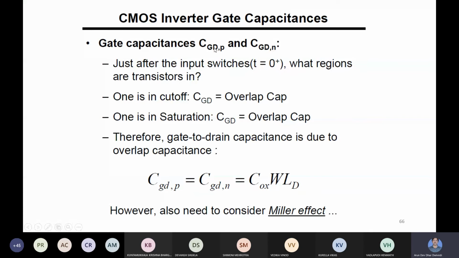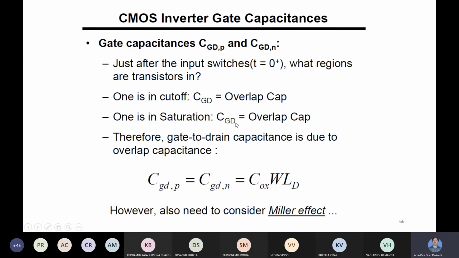gate to drain CGD we are calculating for P. So CGD for P will have only overlap capacitances, which are always present, either in cutoff, saturation or linear region. In cutoff region other capacitances we need not consider. So in cutoff region overlap capacitance will be considered only, and also in saturation region CGD will be the overlap capacitance.